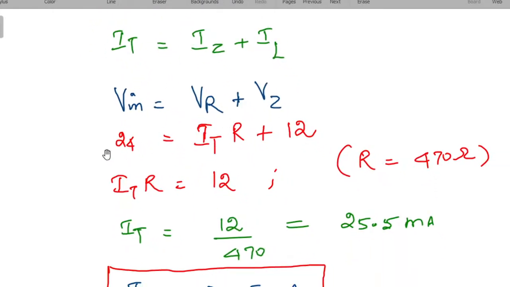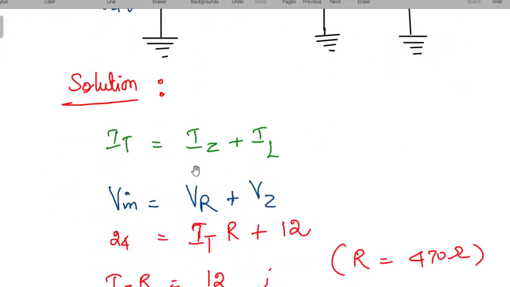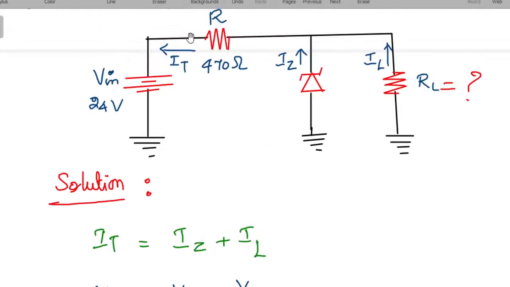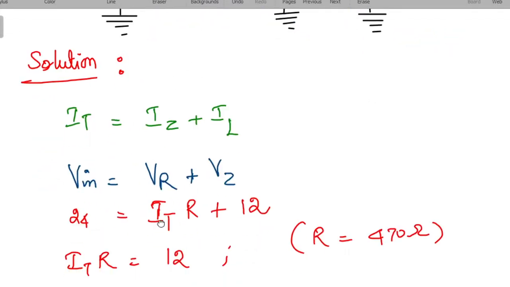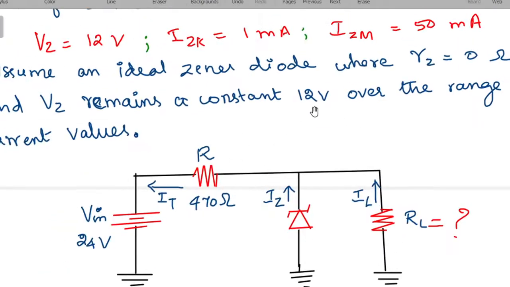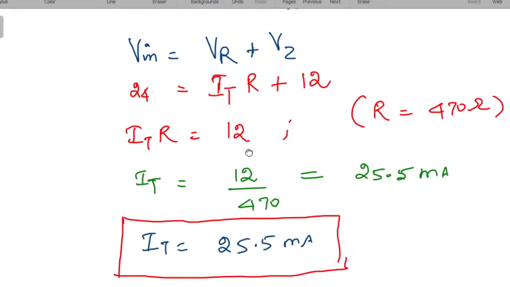So if we substitute in this V in, we know that value is given in the problem as 24. Then VR can also be written as what? VR, the voltage across this resistor, is nothing but the current into resistance, so IT into R, plus VZ, which is given in the problem itself as 12 volts. Now we want to find out this IT R. So IT R is equal to 24 minus 12, which is 12.